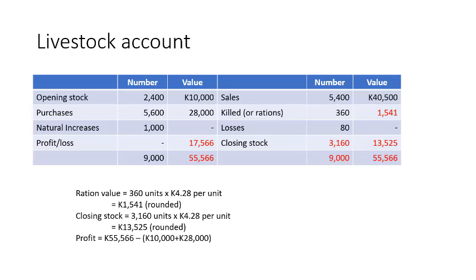So for example, if we sold 5,400 pigs, and the value of that is 40,500, let us say that's the price. And the killed, or we call it rations, are 360. So we have the value of 1,541 kina for that amount. How did you get it? The ration value, you have 360 killed pigs, so we have 360 multiplied by the average cost per unit.